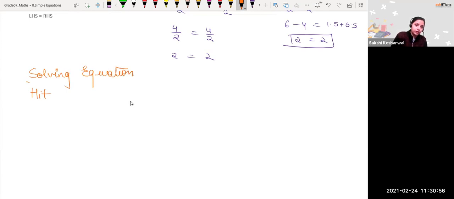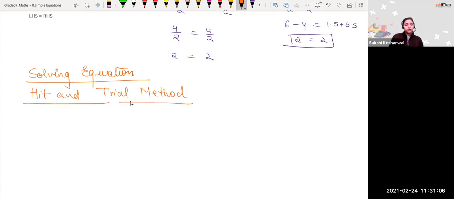So, hit and trial method. Now just see what the hit and trial method is. This is the most useless thing you have. If I had given you an expression like x plus 4 is equal to 2, now you have to think of the values of x which will satisfy LHS equals RHS. Let us suppose for LHS I take x is equal to 0.